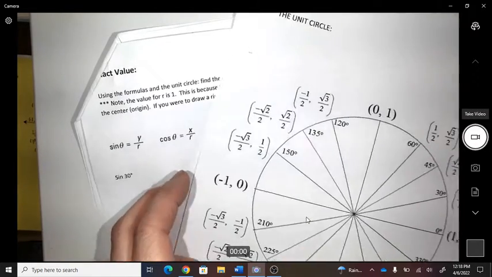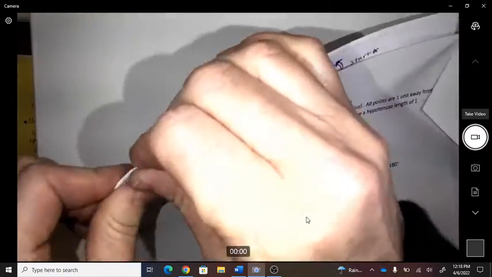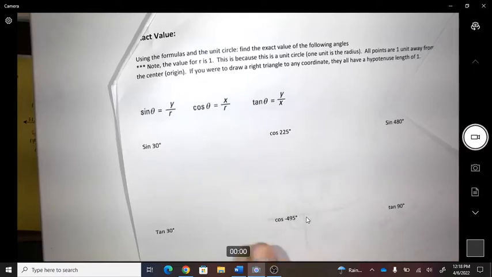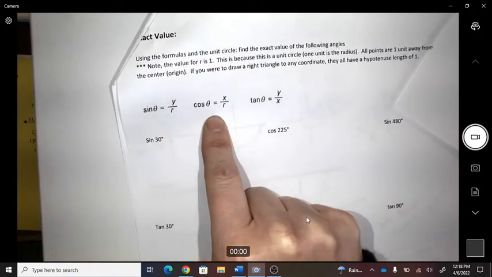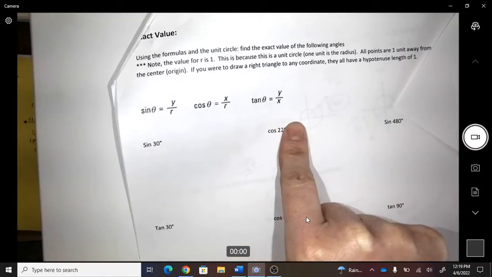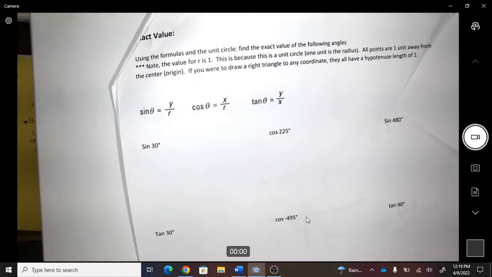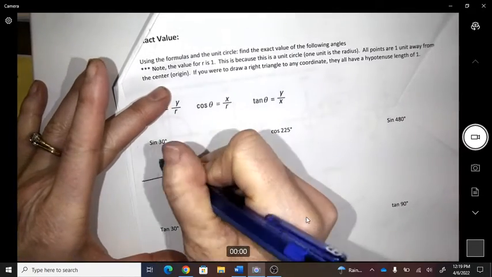Okay, so exact value. We're going to do exactly what we did yesterday. So the X, Y, R ratios, except this is going to be from our unit circle. Yesterday we just did any random points, and today we're going to do points that are located on our unit circle. Okay, so sine of 30 degrees.